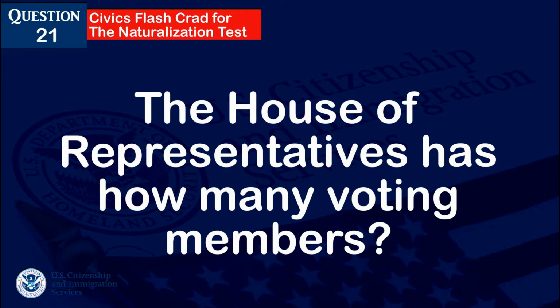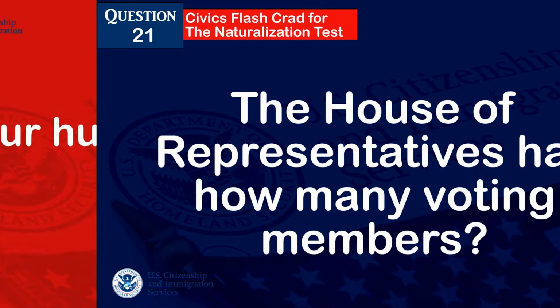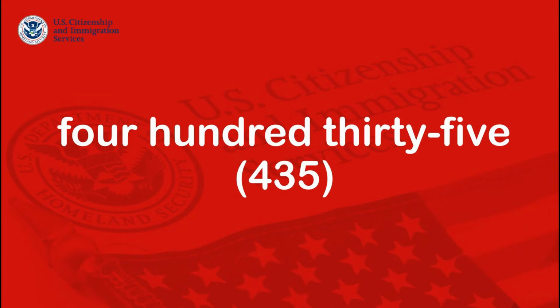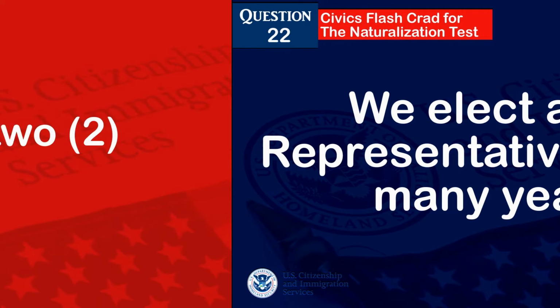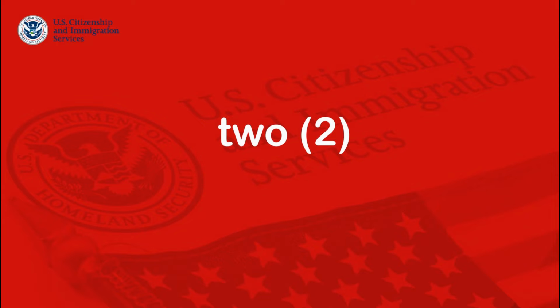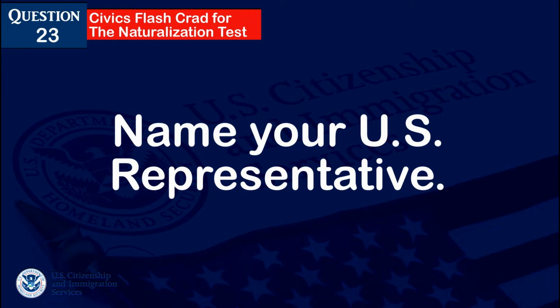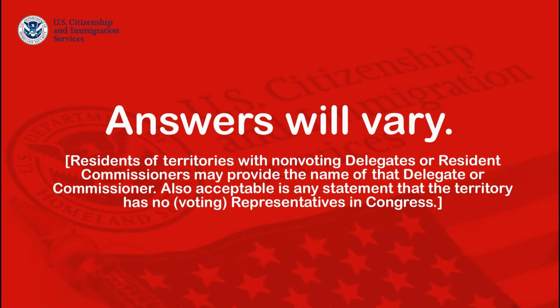The House of Representatives has how many voting members? 435. We elect a U.S. representative for how many years? 2 years. Name your U.S. representative. Answers will vary.